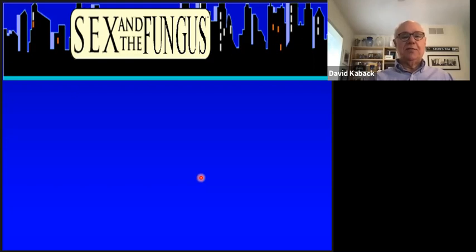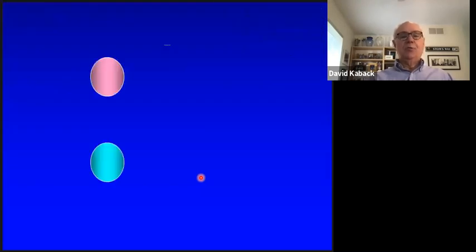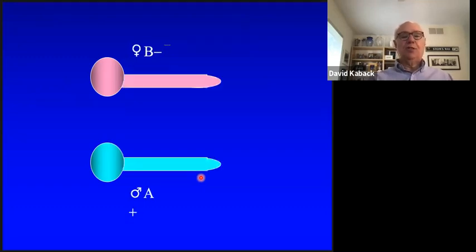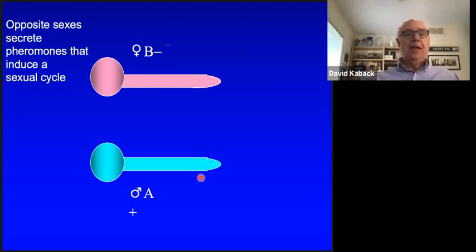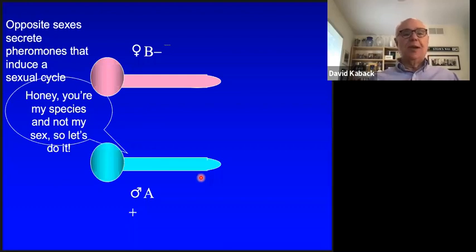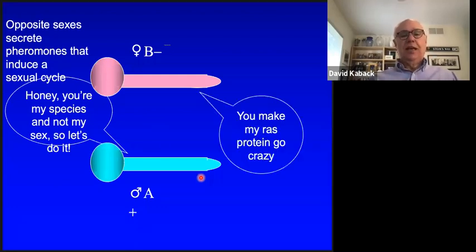When we're talking about sex in fungi, we're talking about 2 different cell types. We call them A and alpha, plus or minus, A or B, as I mentioned. And generally what happens is fungi grow as these long tubes, as shown here. And when 2 fungi of the same species, but of different mating types or sexes, encounter one another, okay, when they're growing, they're secreting pheromones. These are chemical signals that actually stimulate the cells of the other sex. And what they say is, honey, you're my species and not my sex, so let's do it. And the other one answers back, you make my RAS protein go crazy.